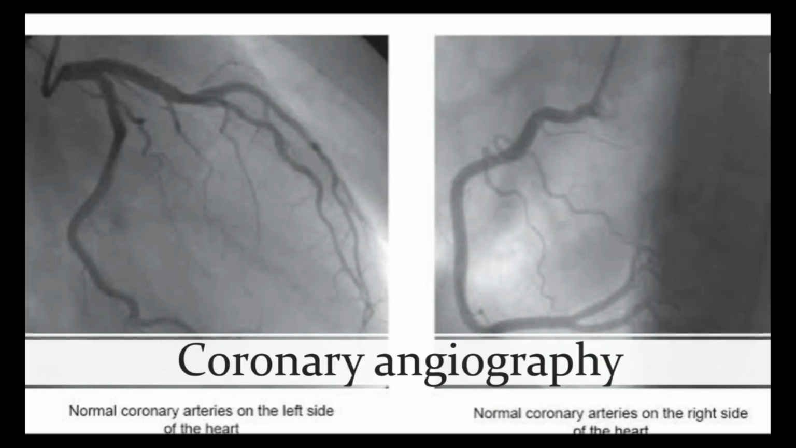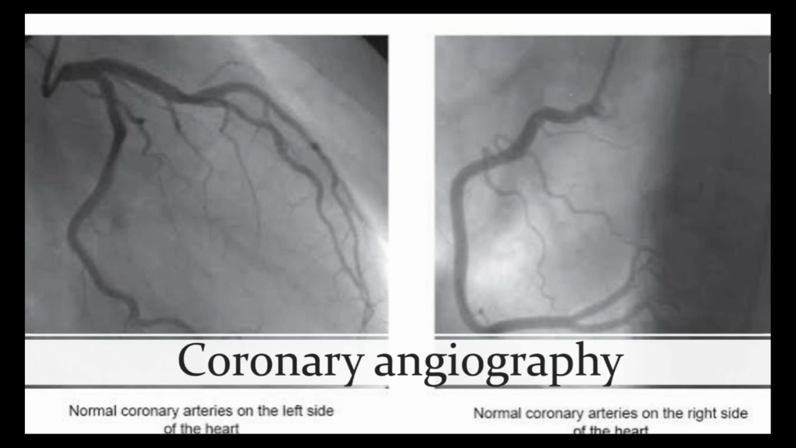Then we have coronary angiography. The coronary angiography is a radiological procedure to visualize the coronary arteries after injecting contrast medium in the lumen. Coronary angiography is useful in localizing the sites of the blocks in the coronary arteries. So here you can see this is normal coronary arteries on the left side. These are normal coronary arteries in the right side.